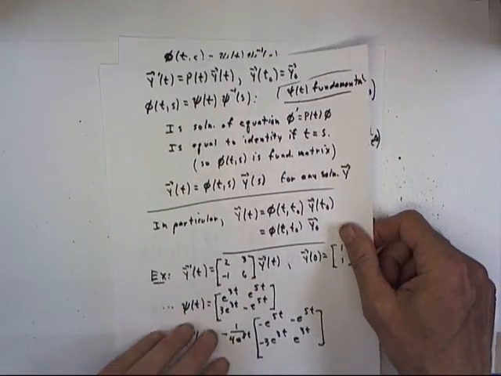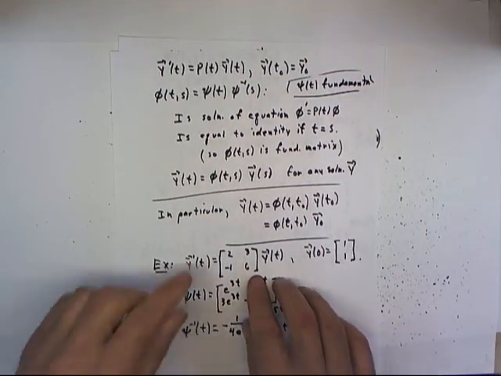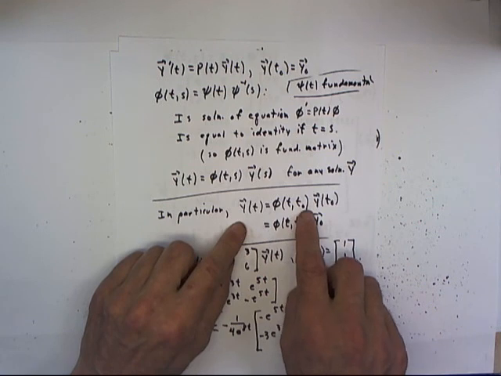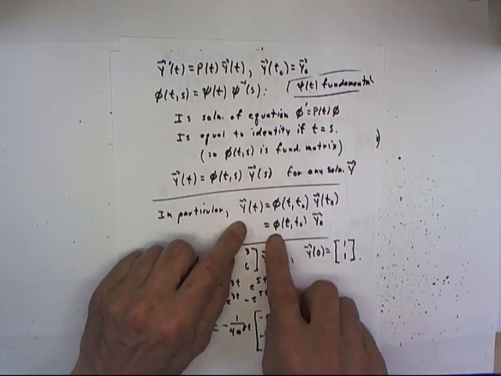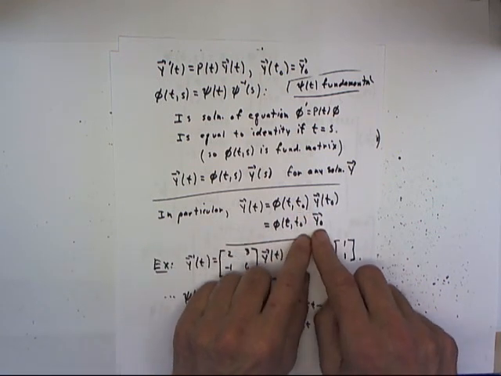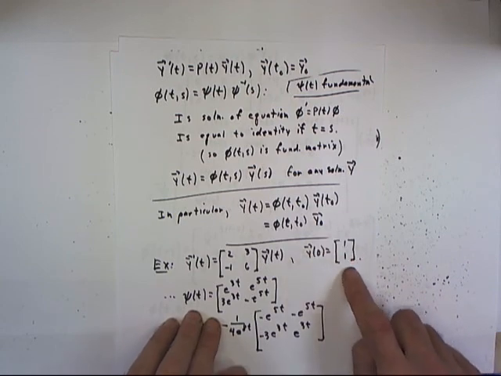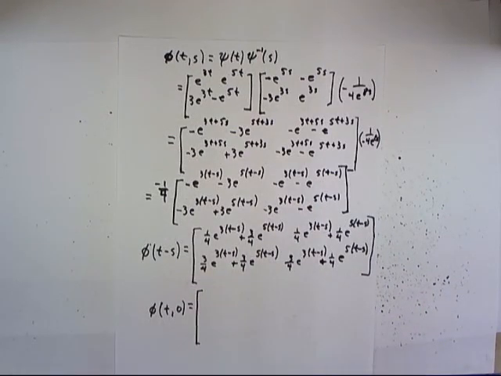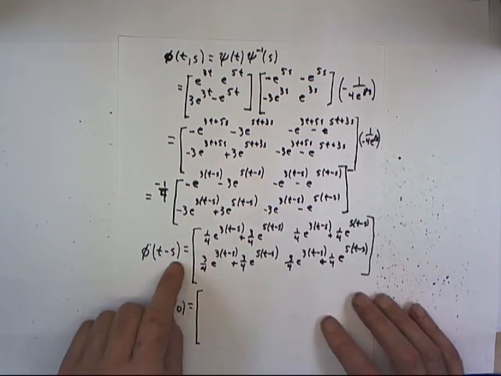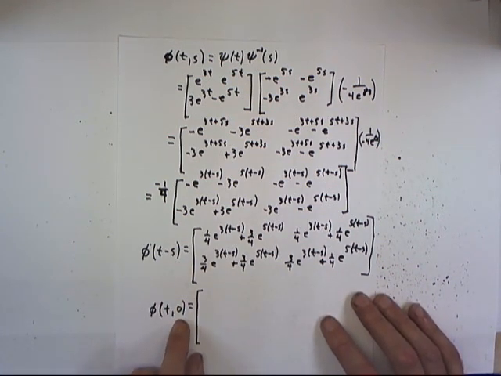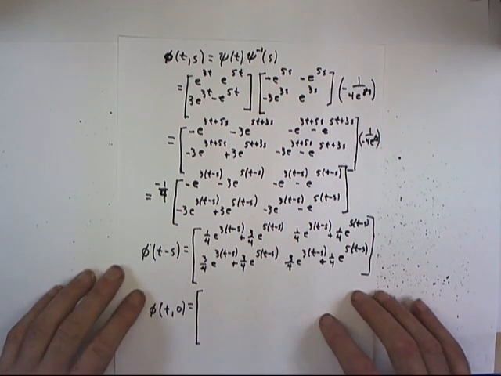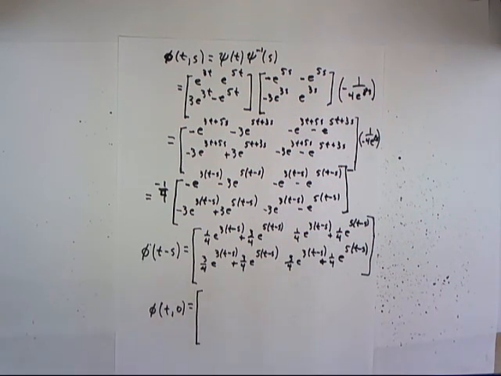Going back to what I asserted, y of t should equal phi of t, t naught times y naught. In the system we have here, t naught is 0 and y naught is the vector (1, 1). So if we replace s by 0 and multiply the resulting matrix by the (1, 1) vector, we should end up with a solution to our initial value system.